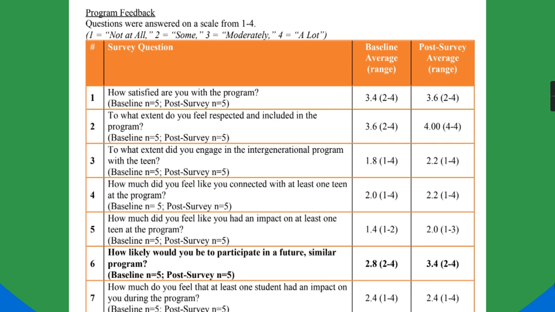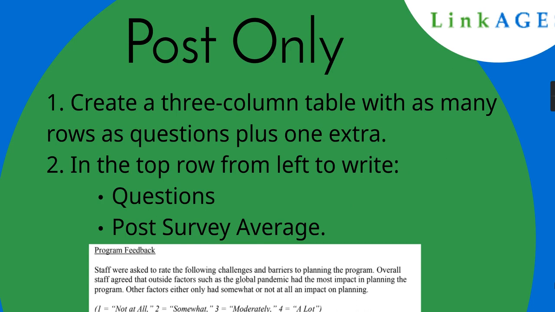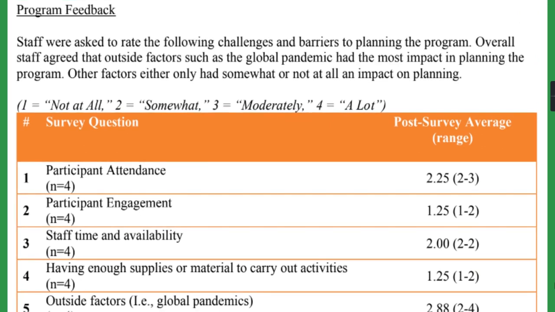If you only surveyed at the end of the program, make a 2-column table and label it from left to right with questions and post-survey averages. Then, put the questions in the question column and the correlating averages from these questions in the post-survey average column. If you want to make the conclusions easier to understand, try and write a small summary of the results either above or below the tables.